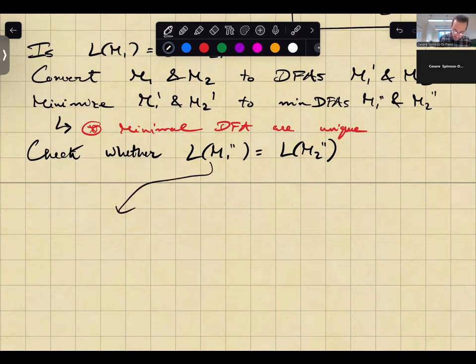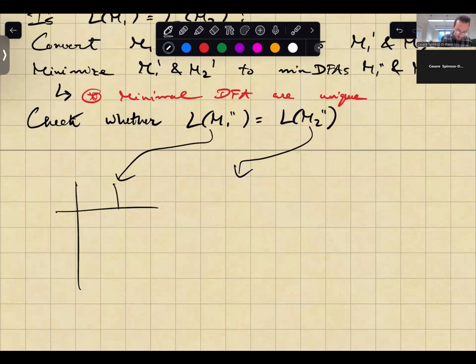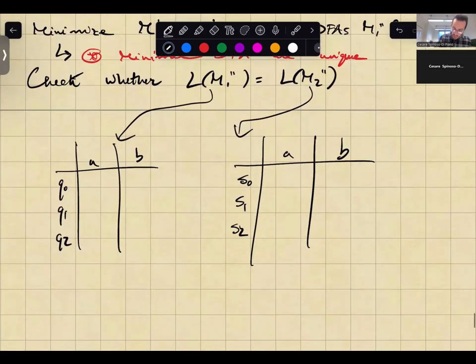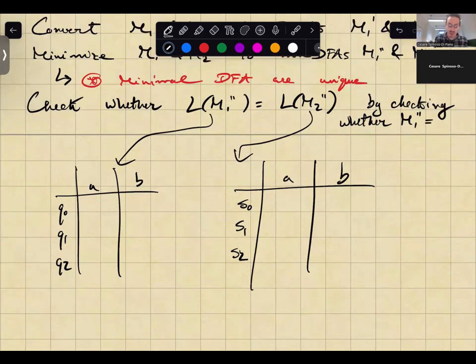So if I have two tables, something like this, let's give the states different names so that it's not trivial. Then I can just check whether L of M1 double prime is the same as L of M2 double prime by checking whether M1 double prime is equal, really for the mathematicians, I mean isomorphic, but let's just say equal, to M2 double prime.